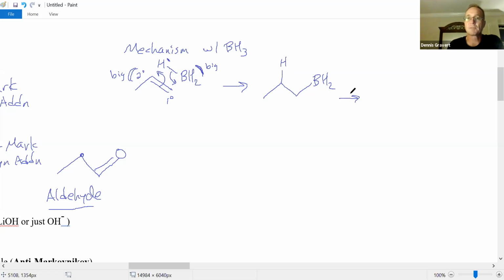And then there's more steps that are not required for the mechanism or for your exams. There are more steps in the mechanism, but you don't have to write them out. That's all you have to do. So what happens is that this boron has 2 more H's. It can react with 2 more alkenes, still adding anti-Markovnikov, and then hydrogen peroxide and base will change the boron carbon bonds into alcohols. That portion's not on the exam.